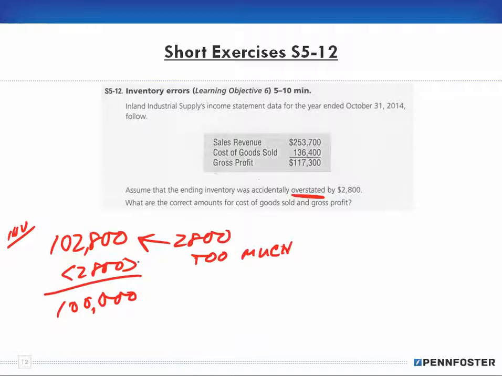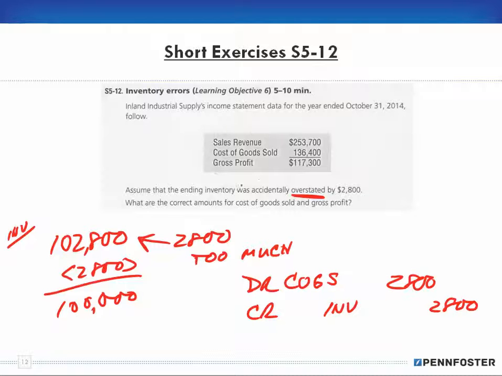Okay. Now, when I take the $2,800 out, what's my journal entry going to be? Well, if inventory is an asset and I decrease my assets on the credit side, right? So I'm going to credit my inventory by $2,800, and debits have to equal credits. So where am I going to put it? Well, I'm going to put it to cost of goods sold, right? So that's my journal entry. Now, that's how inventory goes to cost of goods sold, right? Which is what we're looking at here.